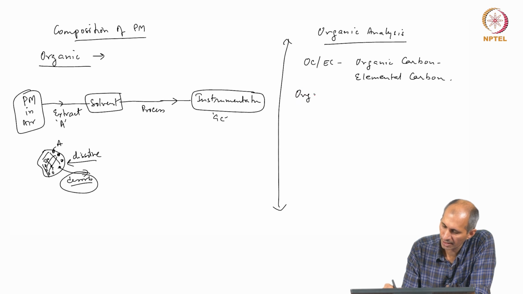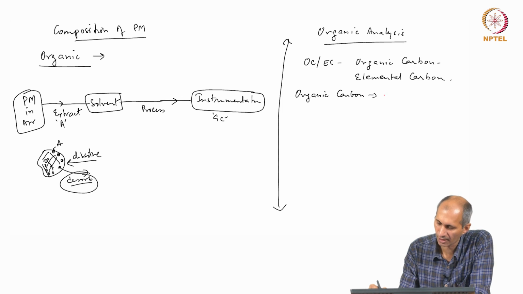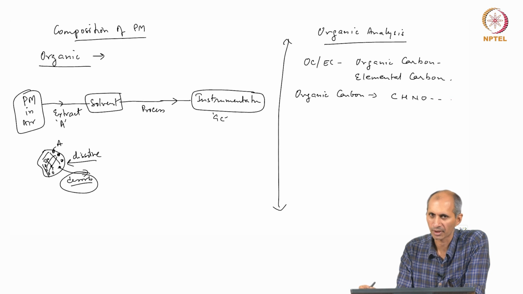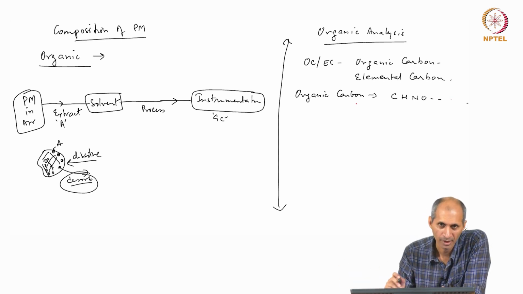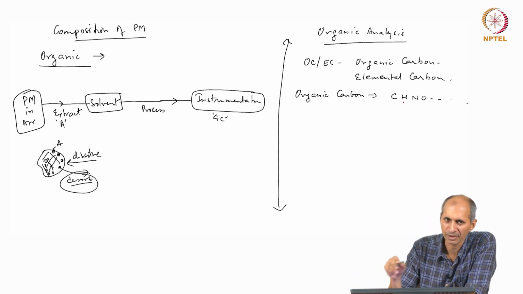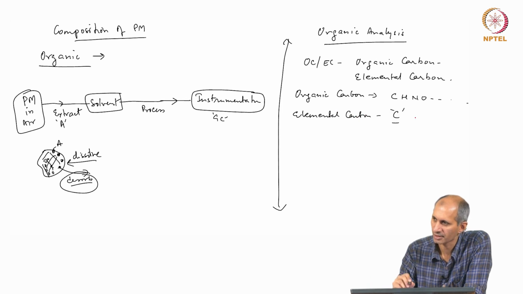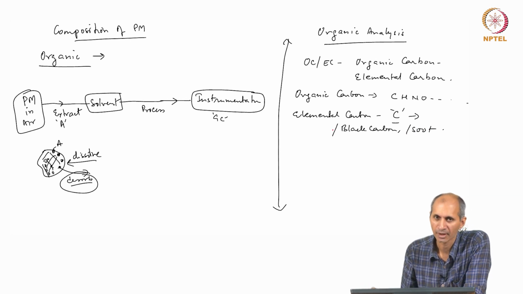What we mean by organic carbon is the carbon that is part of C, H, N, O and so on. So, it's a compound, it's any compound that we have seen in the list of organic chemicals. Elemental carbon is just carbon, it is just carbon, nothing else. Soot, we can also call it, it's also called as black carbon, it's also called as soot. The various names for this elemental carbon.